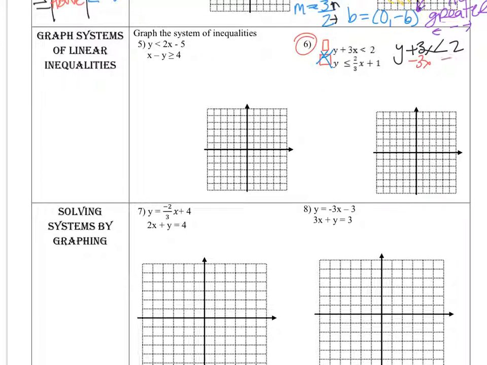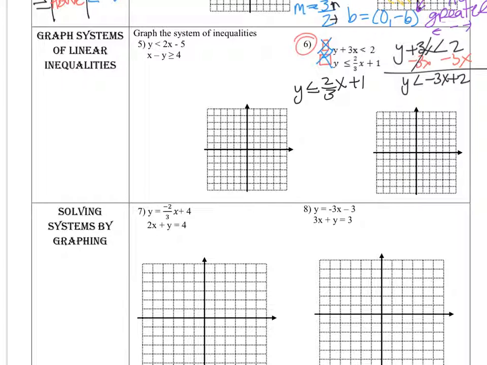Subtract 3x from both sides, and I get y is less than negative 3x plus 2. Check that out. The negative 3x, the positive 2. See how they're not added together? They're side by side. So now I have both lines. So let's go ahead and take a look at those. Here's y is less than or equal to 2/3 x plus 1. Okay, so what I have to do right now is graph both of these.